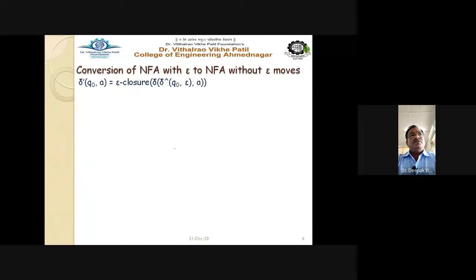Step number 2: take the first input and the first state. The first input is A, and the state is Q0. The formula tells us to write the ε-closure of δ-cap(Q0, ε), with the input A. Now δ-cap(Q0, ε) is nothing but the ε-closure of Q0. So we write the value for δ-cap(Q0, ε) as the ε-closure of Q0, and all the other things remain the same: ε-closure of δ(ε-closure of Q0, A), where A remains as it is.